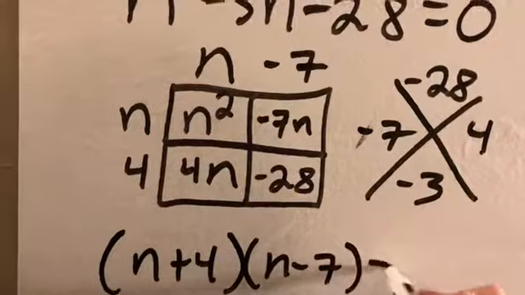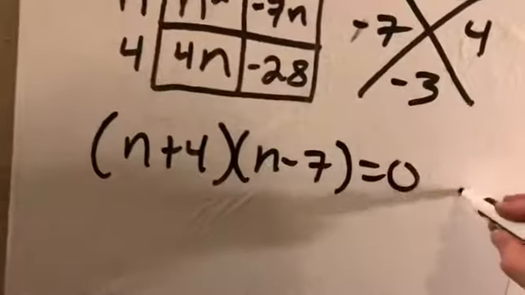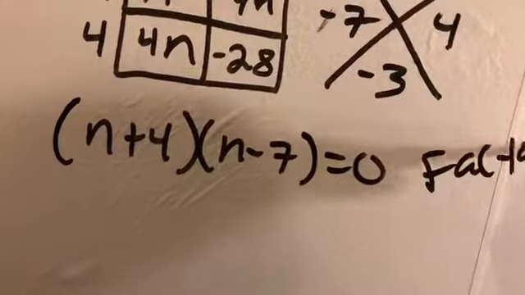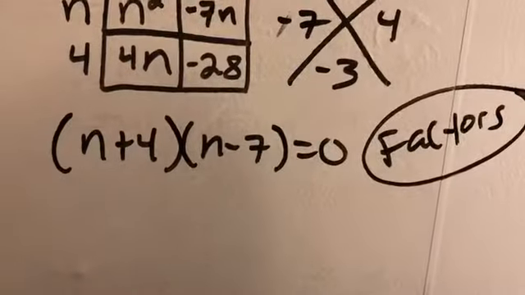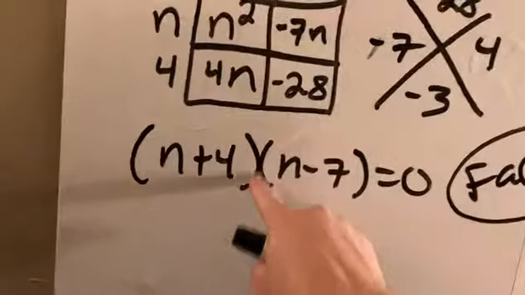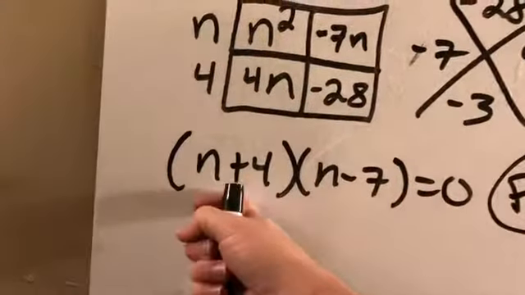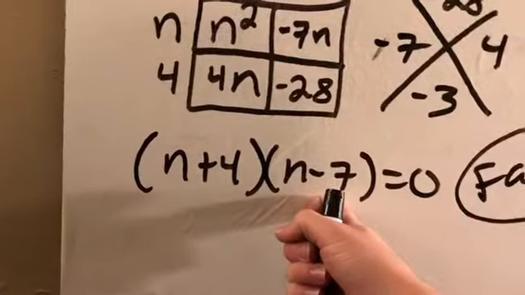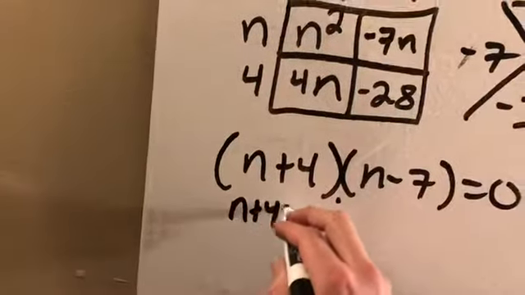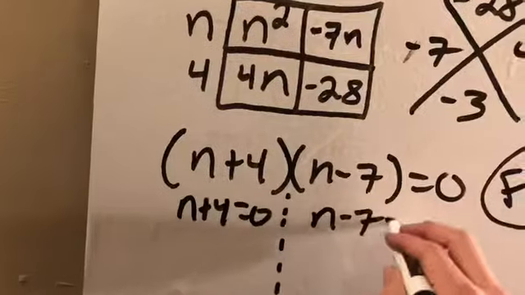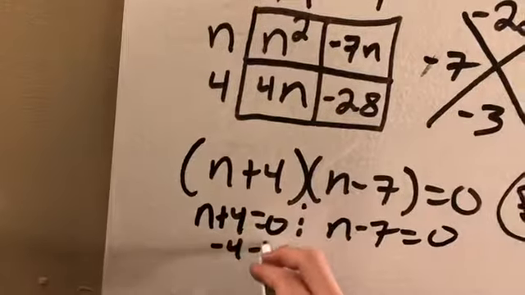When we successfully get our parentheses like this, that's what we call our factors. Remember, factors, guys, just mean something multiplies back to the original. And since there's nothing in between those two parentheses, n plus 4 is one factor, n minus 7 is the other factor. Now we set each factor equal to 0 and keep on solving.